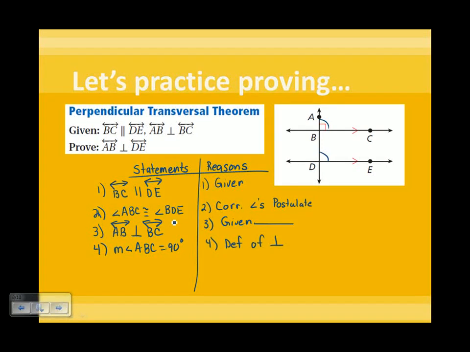Okay, so if they're congruent and ABC is equal to 90, we can say also that the measure of angle ABC equals the measure of angle BDE, and that's by definition of congruent angles. So if they're congruent, then that means the measure of angle BDE is also equal to 90. And that's by the substitution property.